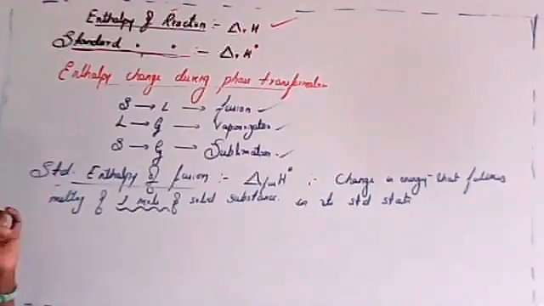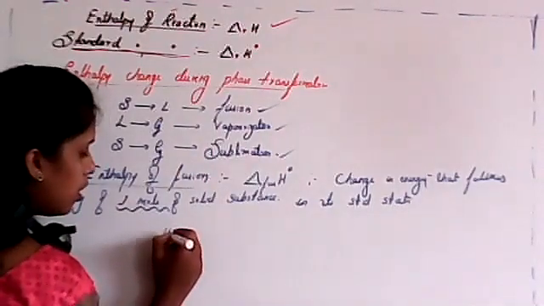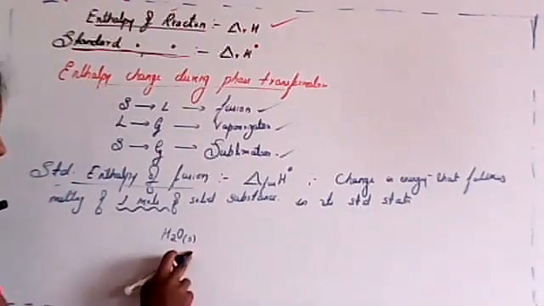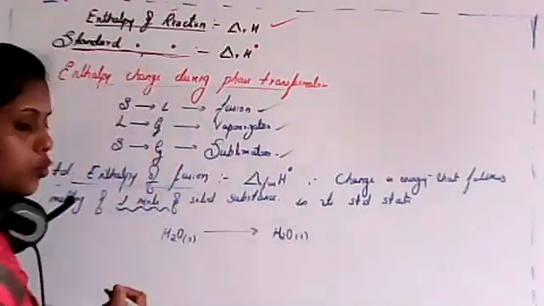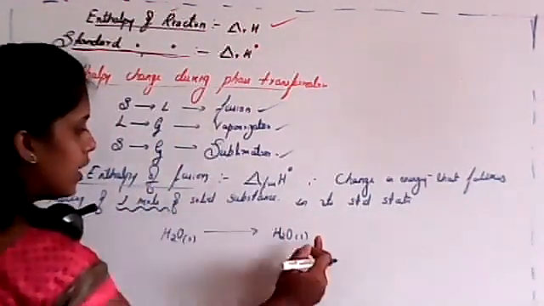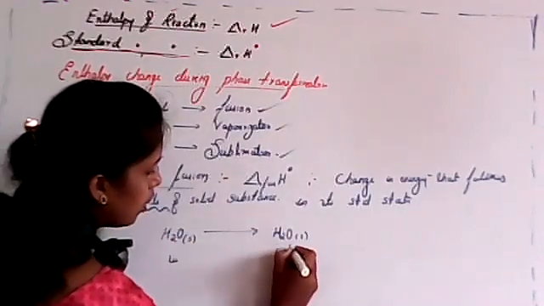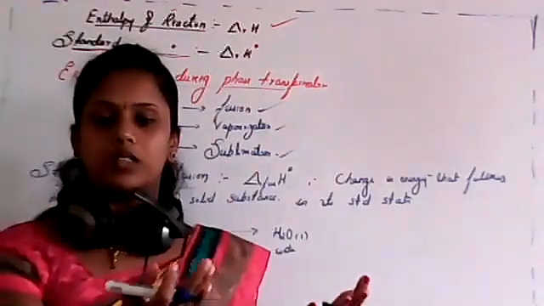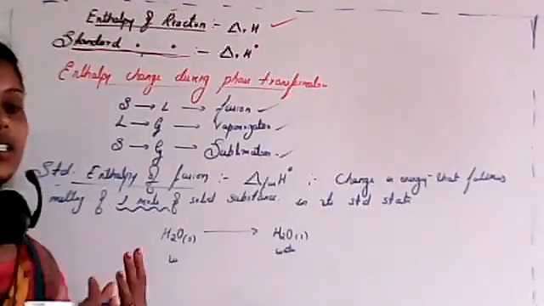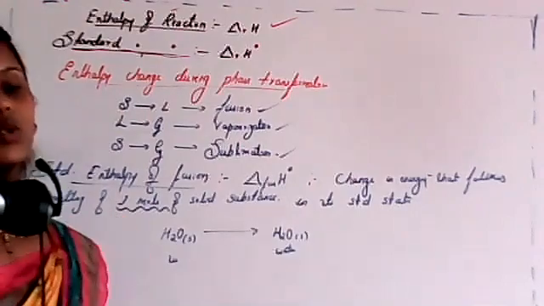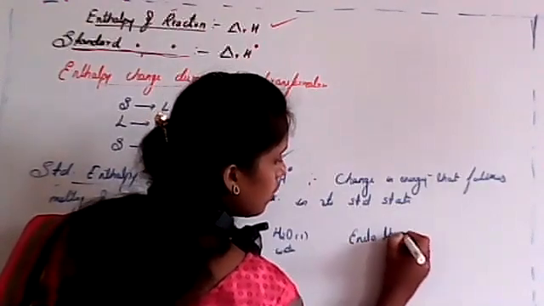So here I'll consider a simple example: at 1 atmospheric pressure, water which is in a solid state, that means ice, converts into water, that is liquid, isn't it? So solid converts into water. This one is ice and this one is water. Ice is converted into water. In that case, is it an exothermic reaction or an endothermic reaction, student? Melting is an endothermic reaction. Very important. It is an endothermic reaction.